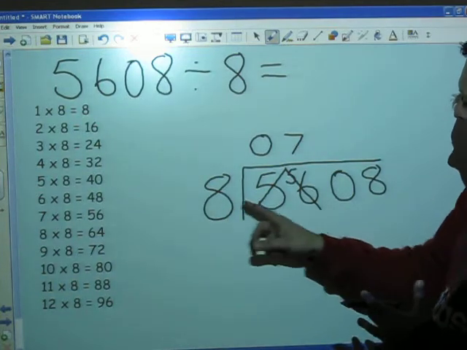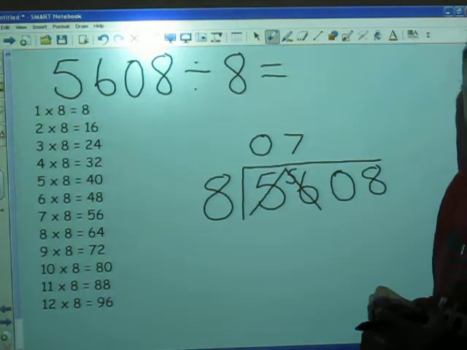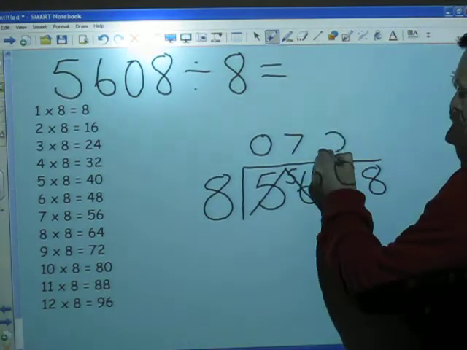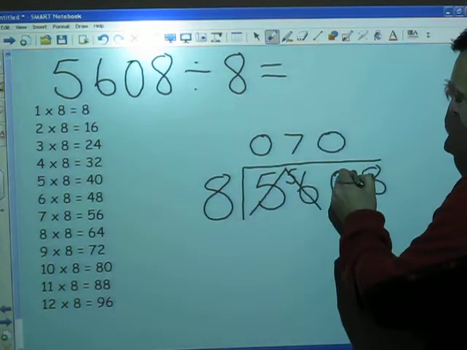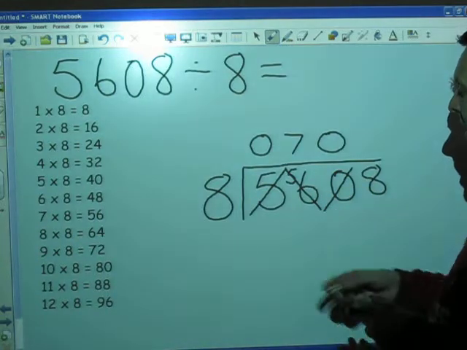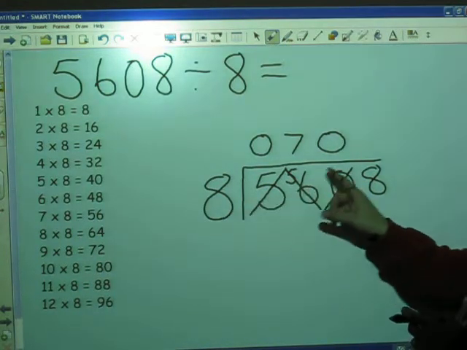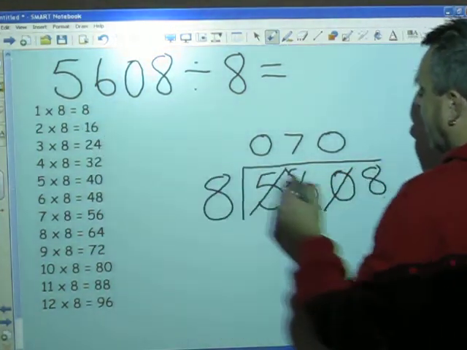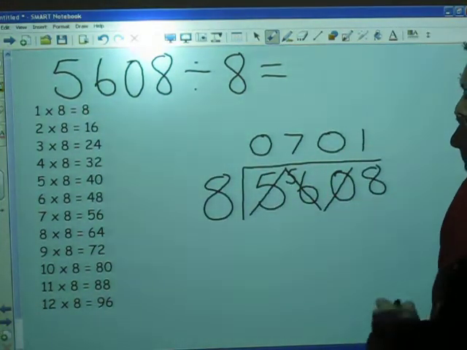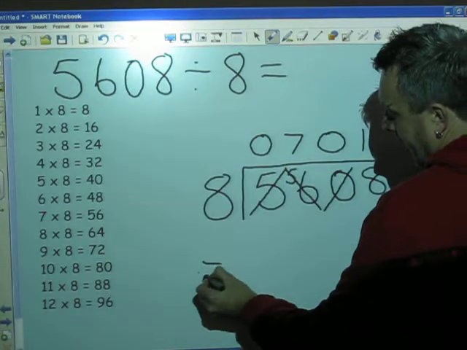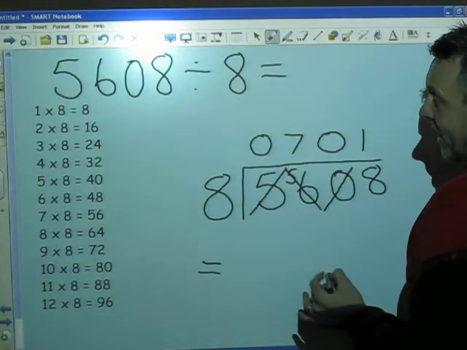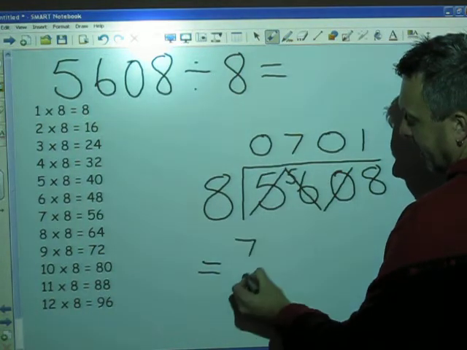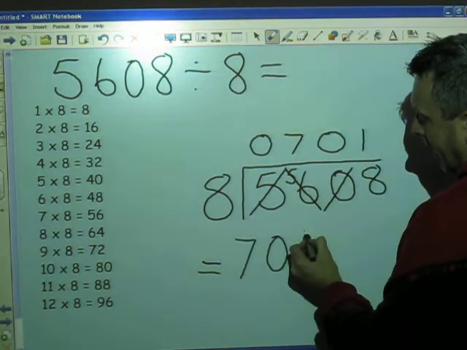Now the next part, how many 8s in 0? There are no 8s in 0. So that becomes a 0. And I've finished with that. And lastly, how many 8s go into 8? And the answer is 1. So our answer to that, 5,608 divided by 8, we wouldn't use a 0. Our answer would be 701.